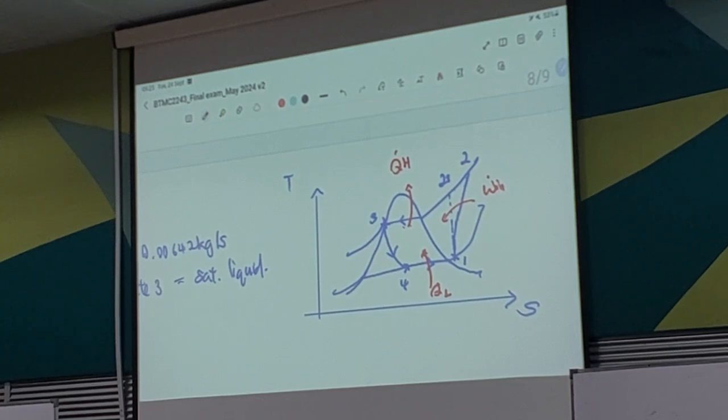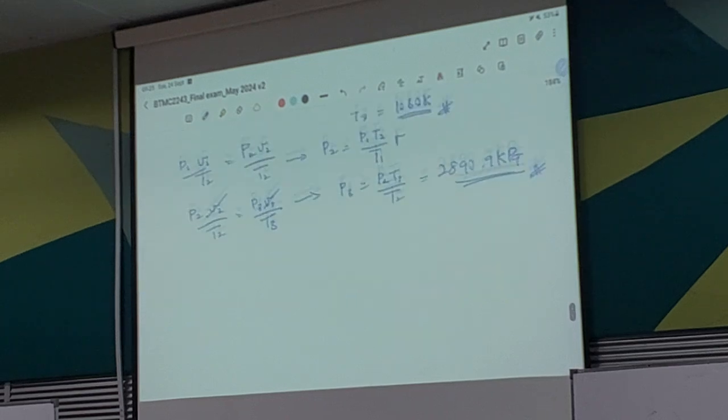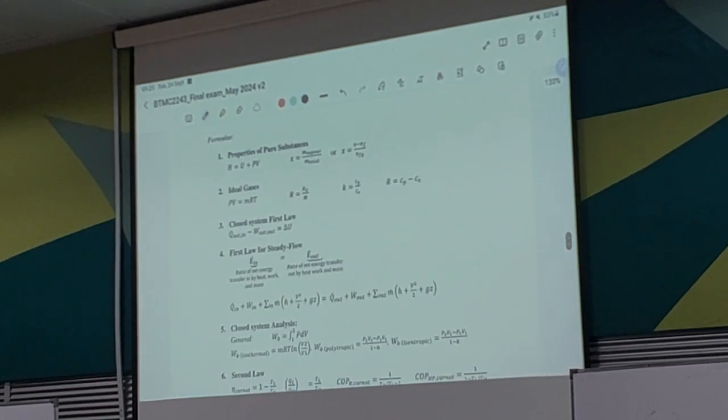Okay, so the TS diagram should look something like this, an actual one. But again, based on the information that is given to you. Okay, let me go capture the question first.